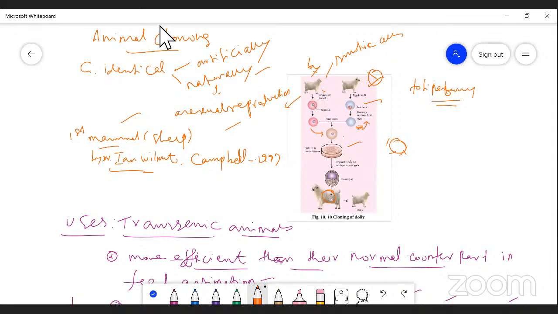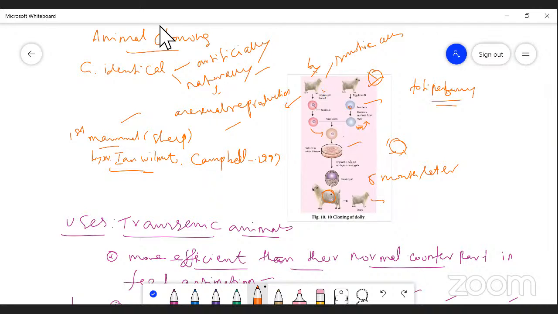Then 5 months later, Dolly was born. Right? Dolly is the first cloned transgenic animal, produced using what? Somatic cells. What cell? Somatic cells. And also it is produced without the process of what? Fertilization.